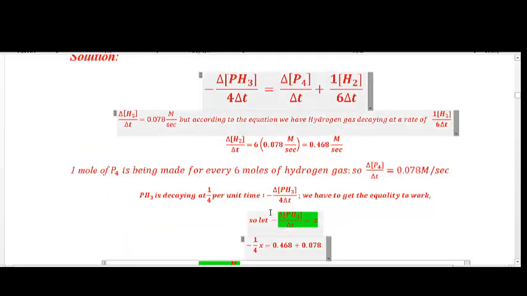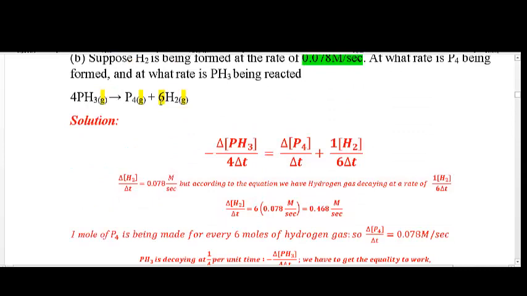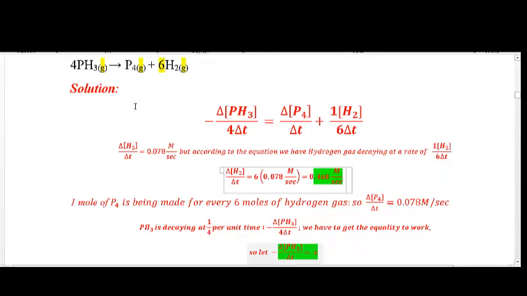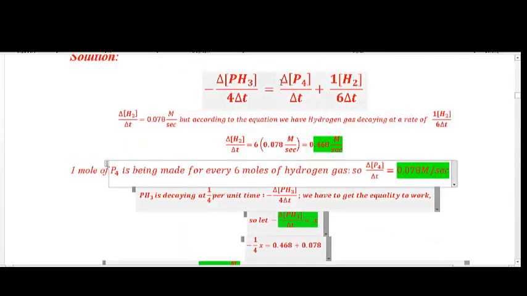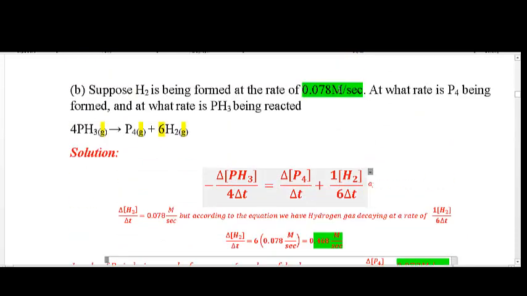This is going to increase at 0.468 molarity per second. Remember, 6 times as fast. And then P4 is going to accumulate 6 times as slow, which is 0.078 molarity per second. Now, if you plug in these values into this equation here, the decay is going to equal this accumulation plus this accumulation. This, in essence, is what a rate expression is.